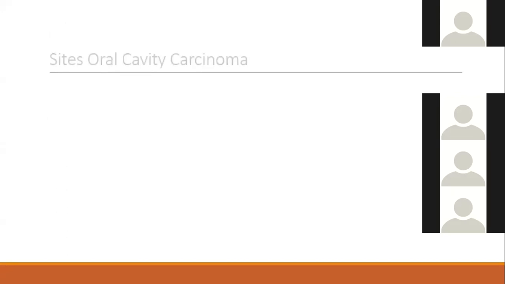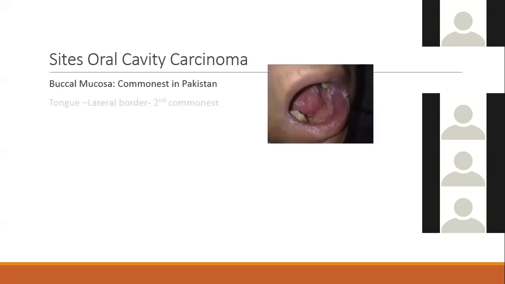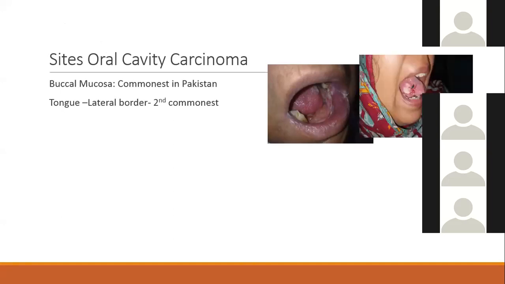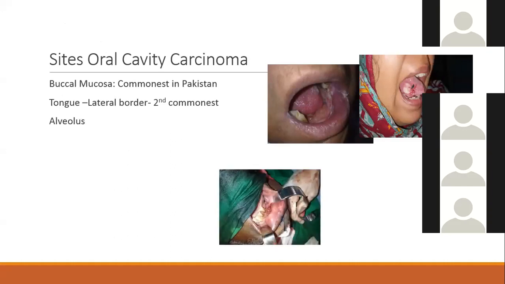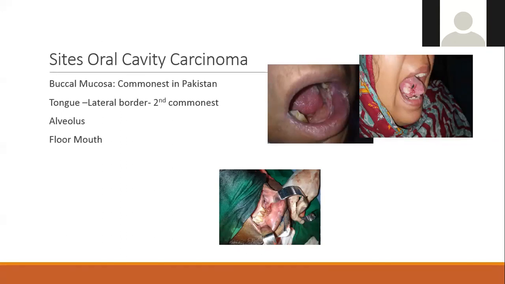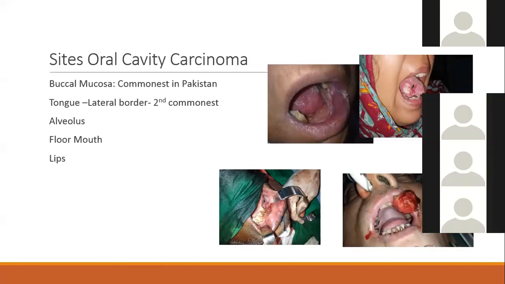Okay, so the next slide is about the sites of the oral cavity. In Pakistan, the commonest site is buccal mucosa, not tongue. If you review the international literature, they mention the lateral border of the tongue is the commonest site, but in Sindh and Karachi, we see the cheek, buccal mucosa, as the commonest site. Other sites which are involved are alveolus, mostly lower alveolus, floor of the mouth, lips. So these are the common sites of oral cavity carcinoma.